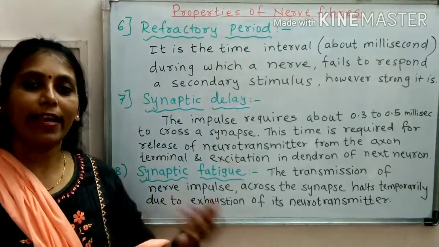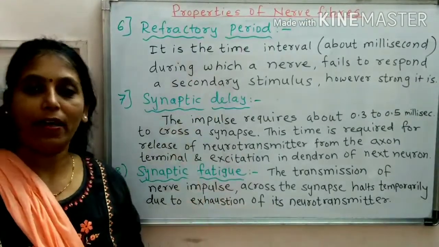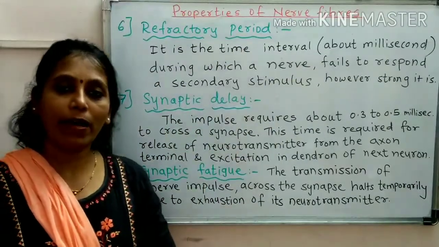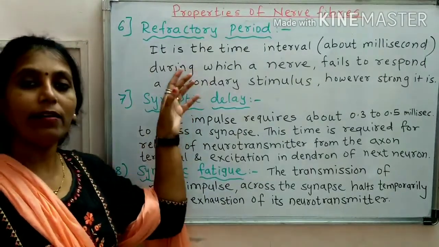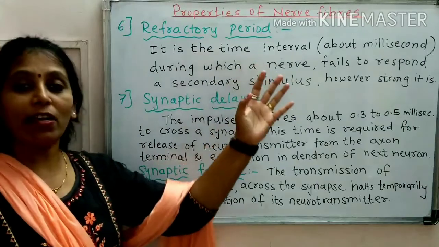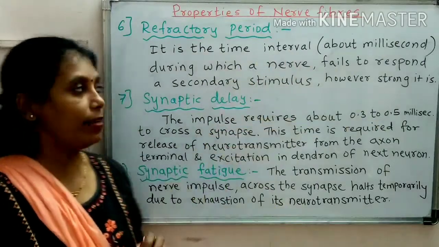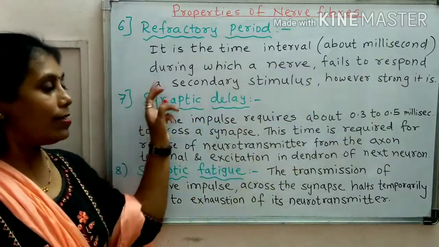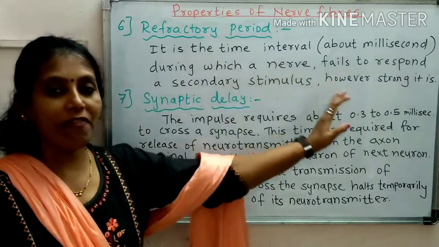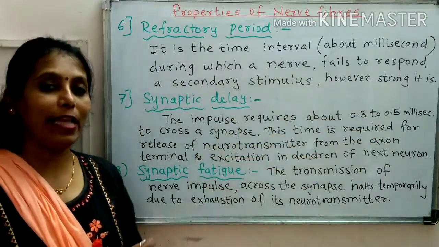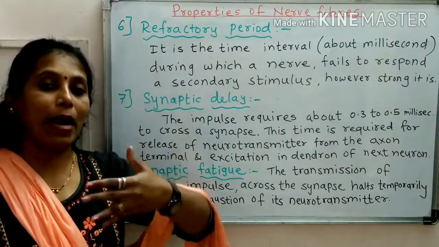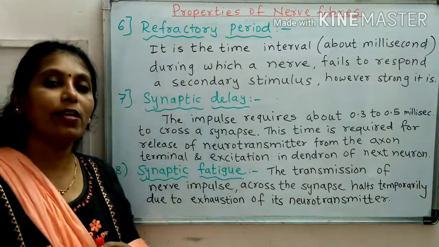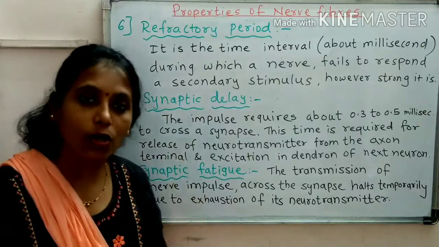Now we will study the next property of nerve fiber, and the property is refractory period. Let us study what you mean by refractory period. It is the time interval, about just a millisecond, during which a nerve fails to respond to a secondary stimulus, however strong it is. We know that stimuli are of three types: threshold stimulus, subliminal stimulus, which is called a weak stimulus, and supraliminal stimulus, which is a strong stimulus.